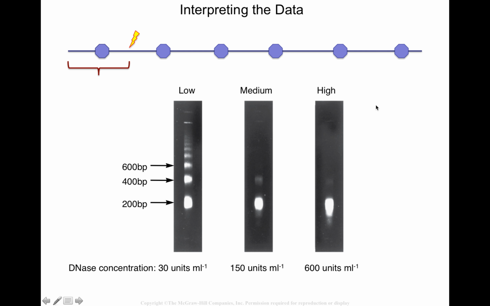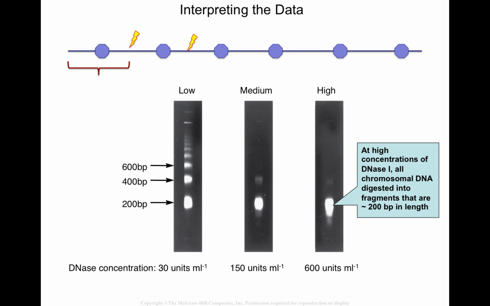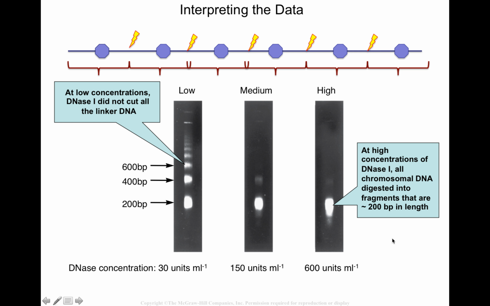And at high concentration, we can expect that the DNase will cut the linker region at every single spot that it possibly can, reducing the DNA and the chromatin to fragments of approximately the same length, about 200 base pairs. So at the high concentrations of DNase 1, all the chromosomal DNA is digested into fragments that are 200 base pairs in length. Okay, what happens at low concentrations?